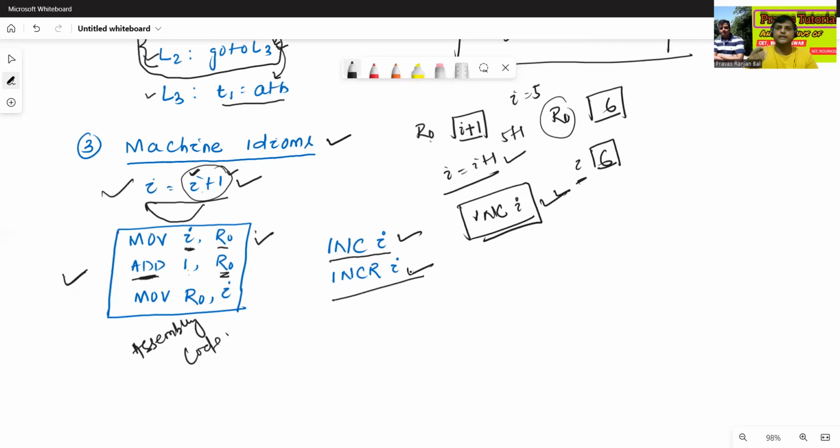So in the next class we'll discuss liveness analysis. This is a very important topic, about how to allocate the minimum registers for three address code. This is a very important topic. In the next class we'll discuss.